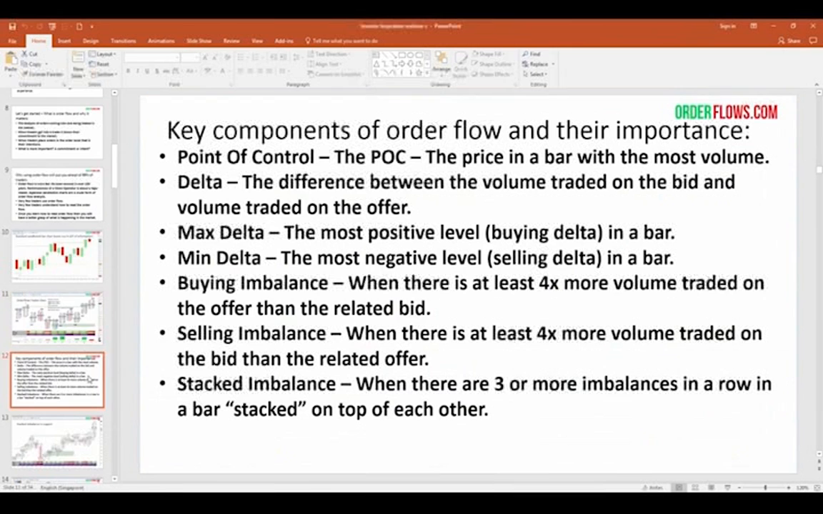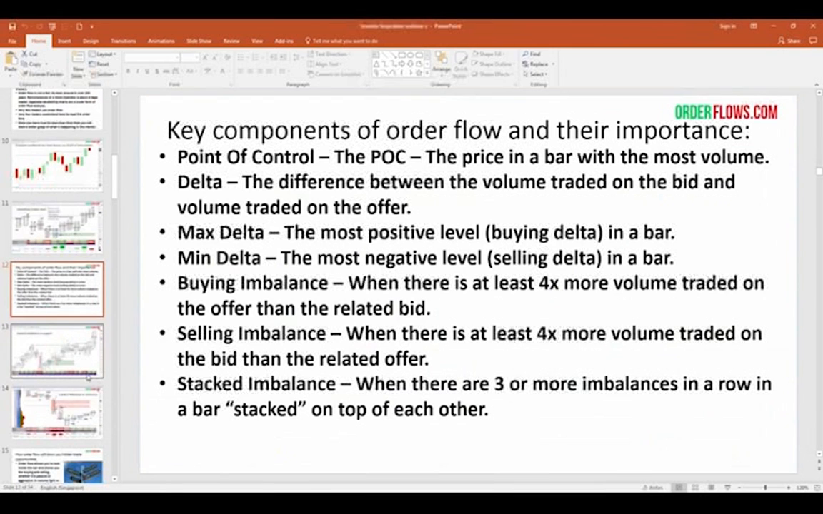So I'll just quickly go over some terms, just so you understand what I'm talking about, especially if you're a little bit new to order flow trading. The point of control, the POC, is the price level in a bar with the most volume. The delta is the difference between the volume traded on the bid and the volume traded on the offer. The max delta is the most positive level of buying delta in a bar. The min delta is the most negative level of selling delta in a bar.